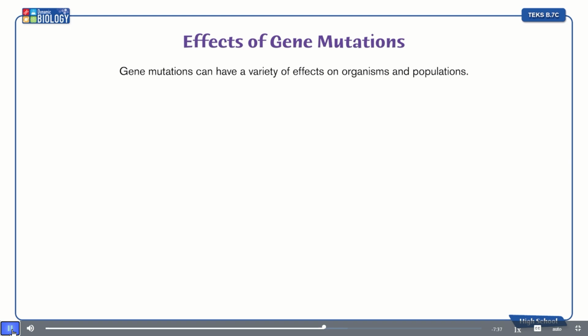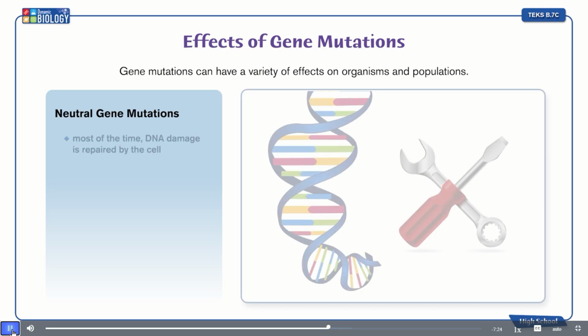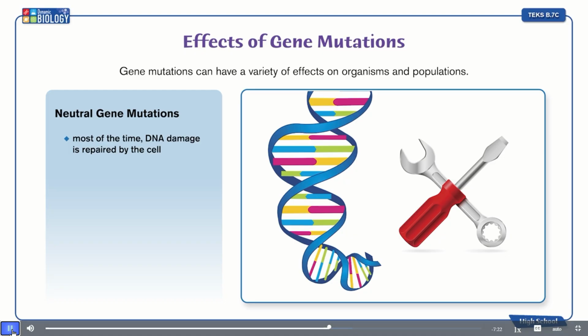Gene mutations can have a variety of effects on organisms and populations. Most instances of DNA damage are neither harmful nor beneficial. Why is that? One reason is that most of the time, DNA damage is repaired before it can cause any harm. For example, cells have sophisticated mechanisms for immediately repairing DNA errors that occur during the process of replication.